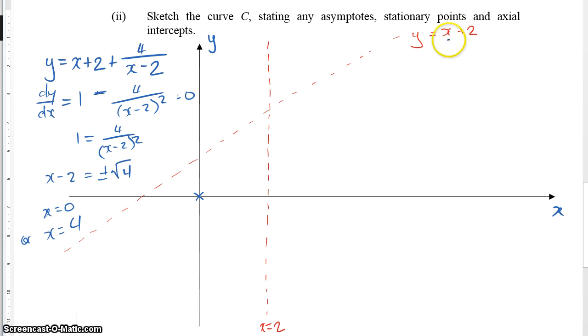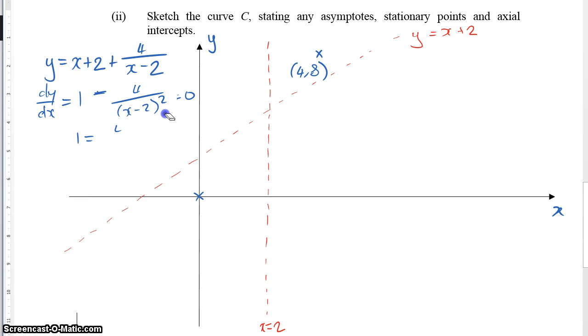So I have two turning points, one at (0, 0), which I've already found, and checking on the GC would tell me that it's a maxima, or another one at this point here, which turns out to be (4, 8). How did I get 8? Substitute 4 back in here. 4 plus 2 is 6, plus 4 over 4 minus 2. I'd get 8. And this one turns out to be a minima. So again, I'm just going to erase this because I shouldn't have all of this working on my graph. You guys should be doing it on a plain sheet of foolscap somewhere else.